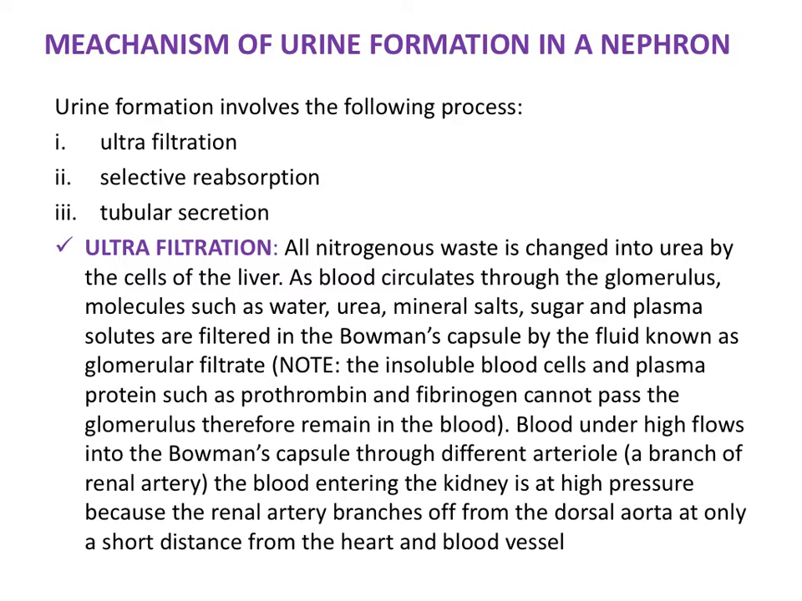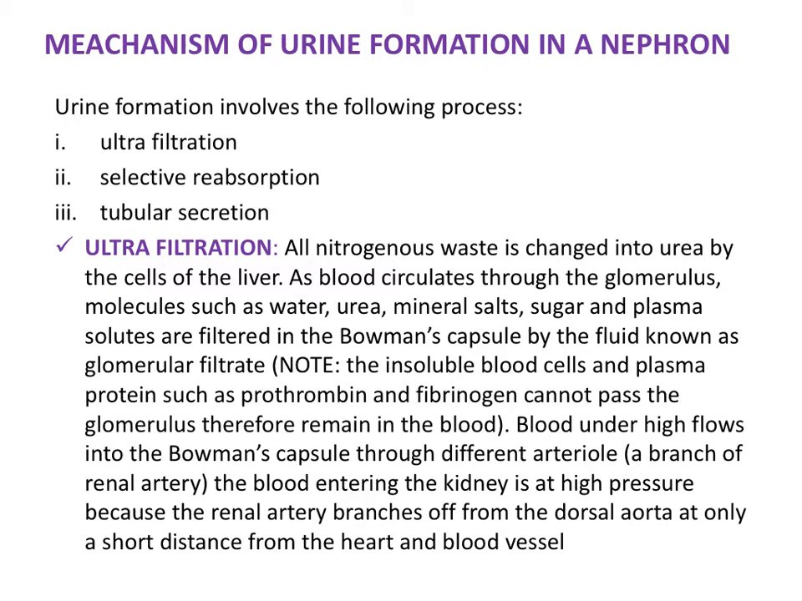Blood under high pressure flows into the Bowman's capsule through different arterioles. The arteriole is a branch of the renal artery. The blood entering the kidney is at a high pressure because the renal artery branches off from the dorsal aorta at only a short distance from the heart and blood vessels.